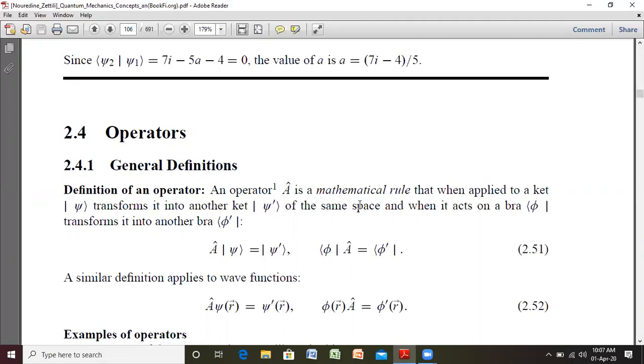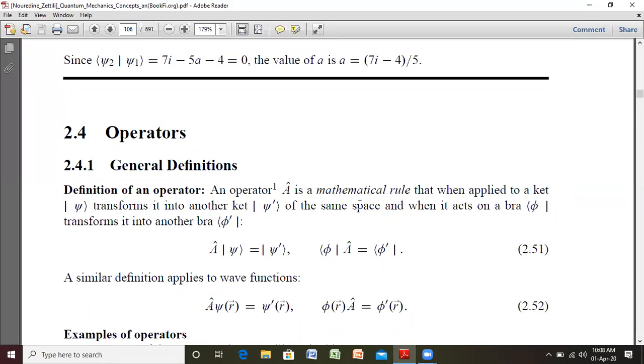For example, we have a position in classical mechanics. In quantum mechanics, we will have a position operator. In classical mechanics, we have a linear momentum. In quantum mechanics, we have a linear momentum operator. In classical mechanics, we have an angular momentum. And in quantum mechanics, we have a quantum angular momentum operator.